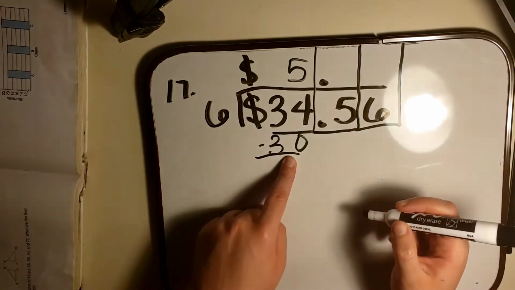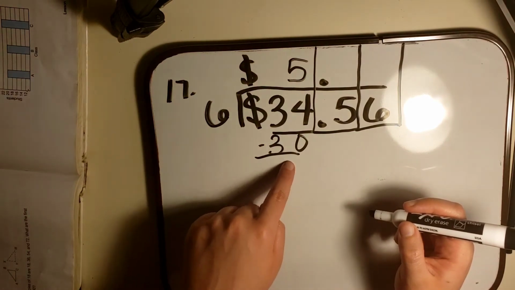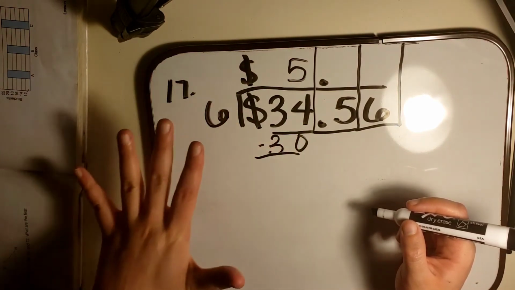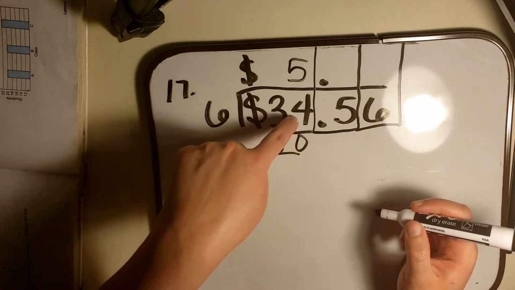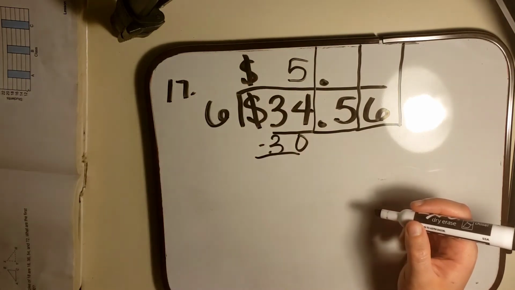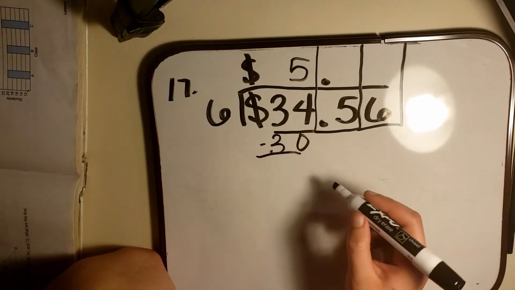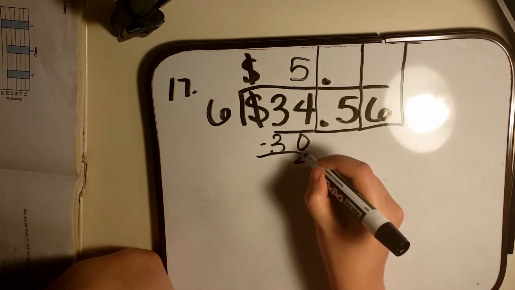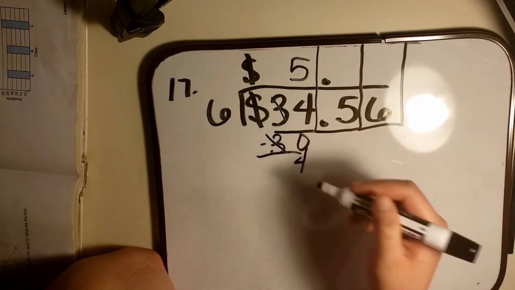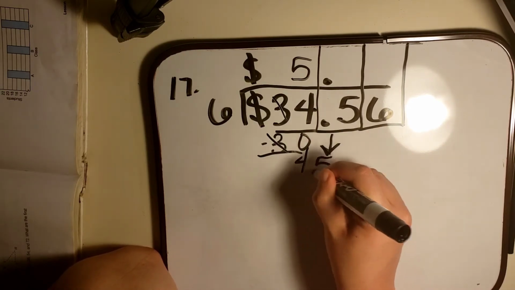Remember, this number here can't be bigger than this number. You can't subtract a bigger number. Not right now. So this number has to be smaller than this top number. Big number goes on top. This number has to be smaller. And then we subtract. So we subtract 0 from 4. We get 4, and the 3's cancel each other out. And then we bring down our 5.